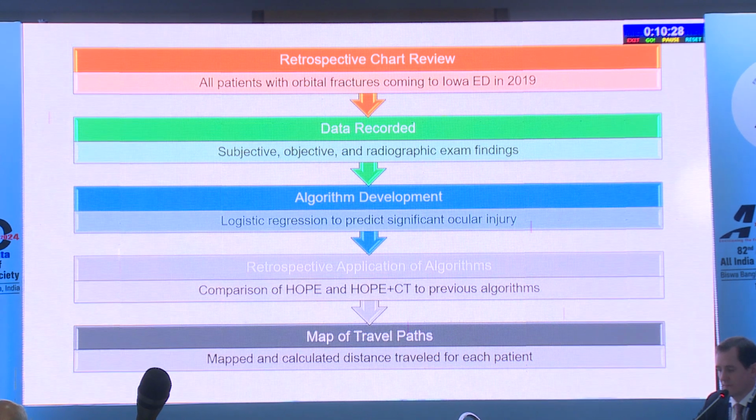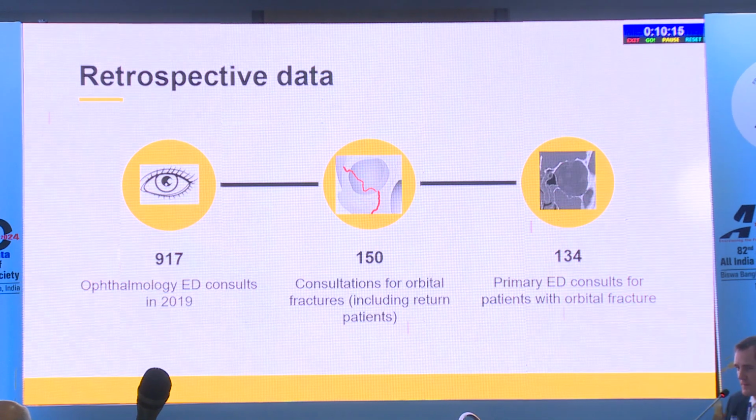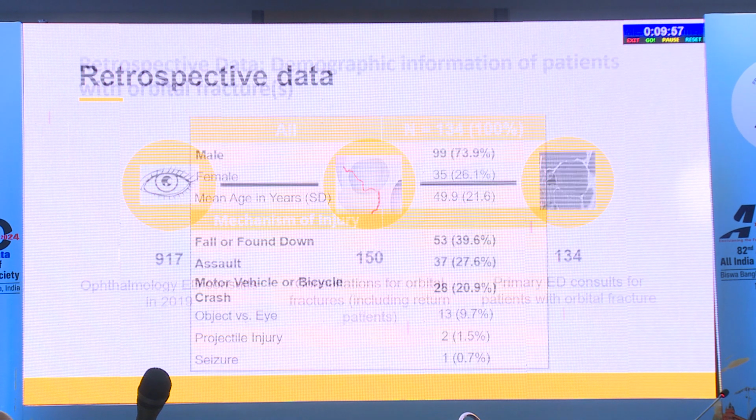So we did a retrospective chart review, we recorded data, we developed the algorithm, and then we retrospectively applied the other algorithms as well as ours, and then there's a cool little map of travel paths in the state of Iowa for these cases. What we found is we looked at all of the ophthalmology emergency room consults in 2019. There's almost 1,000 of those, and about 150 were for orbital fractures specifically. We further narrowed down to a total of 134 cases, primary ED consults for patients with orbital fracture.